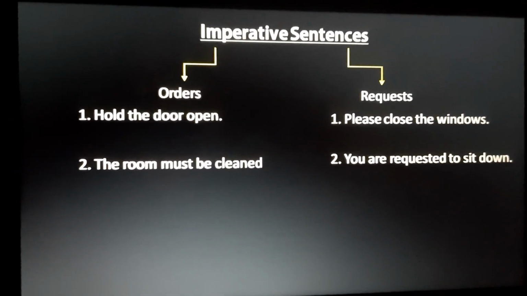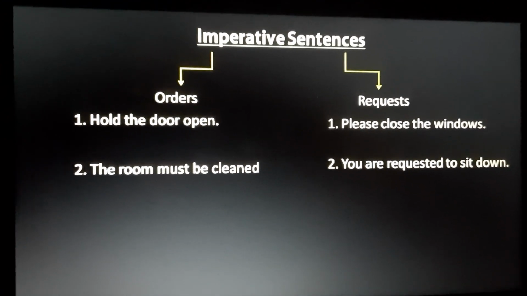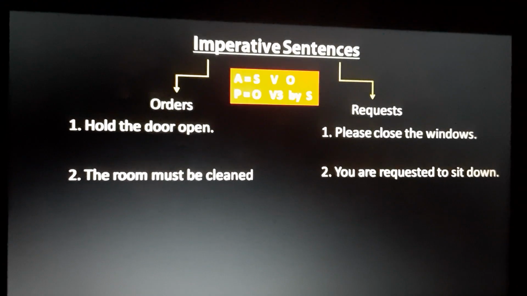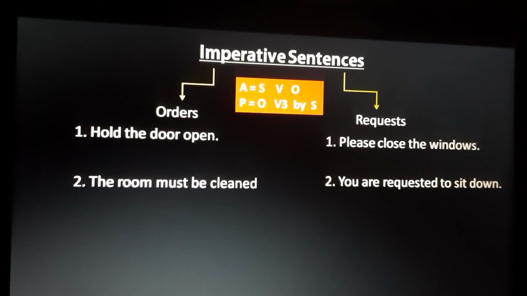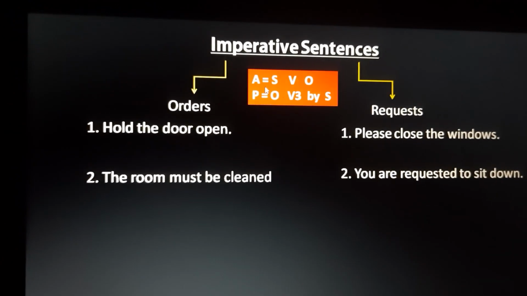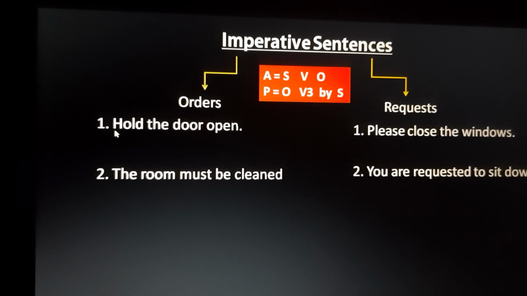But before we learn how to convert imperative sentences into active and passive, let us first learn how to identify if they are already active or passive. This is the formula which we have already seen. The formula for active is SVO and that of passive is OV3 by S. Let us look at this example first.